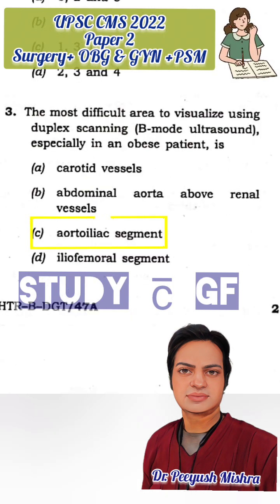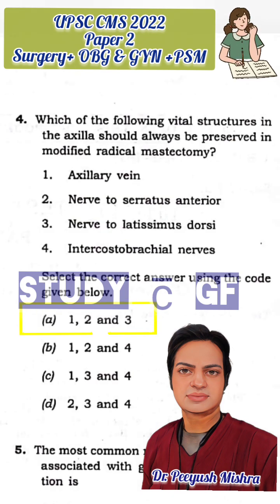The most difficult area to visualize using duplex scanning B-mode ultrasound, especially in an obese patient, is the aortoiliac segment. Which of the following vital structures in the axilla should always be preserved in modified radical mastectomy? Axillary vein, nerve to serratus anterior, nerve to latissimus dorsi.